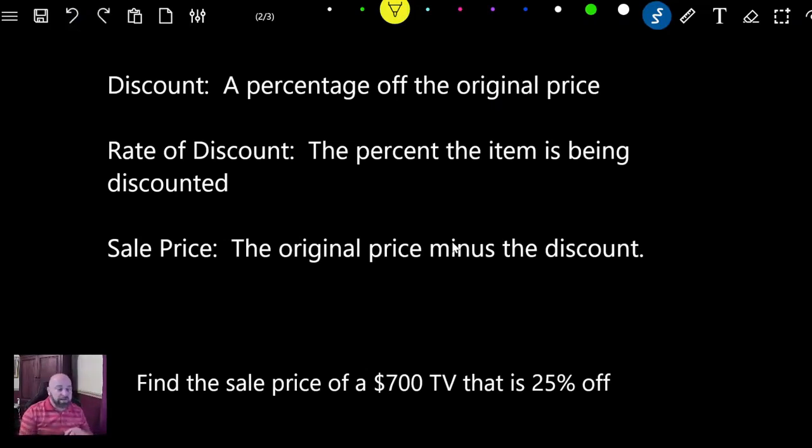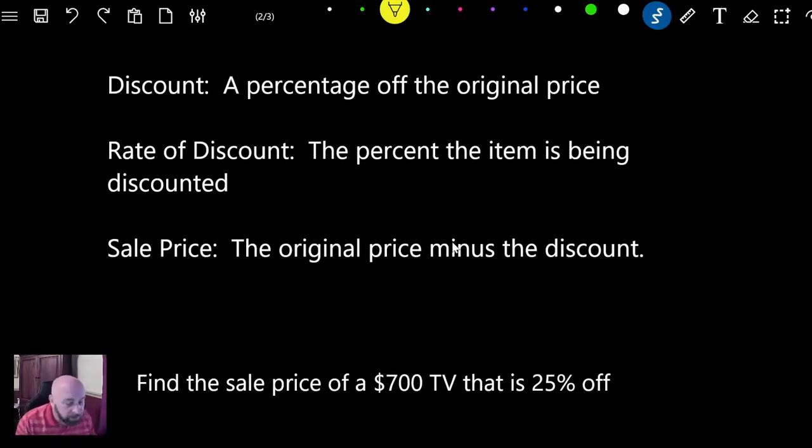What's the rate of discount? Well, the rate of discount is the percent the item is being discounted. So 25%, 50%, 10%. That's your rate of discount. These are just vocabulary words so that you can understand what I'm saying when I say it. What is the sale price? The sale price is the price that you are going to pay. Okay, so you take the original price minus a discount, and that's going to be your sale price.